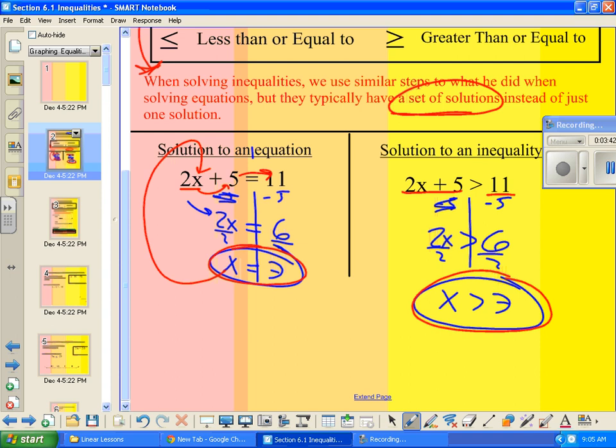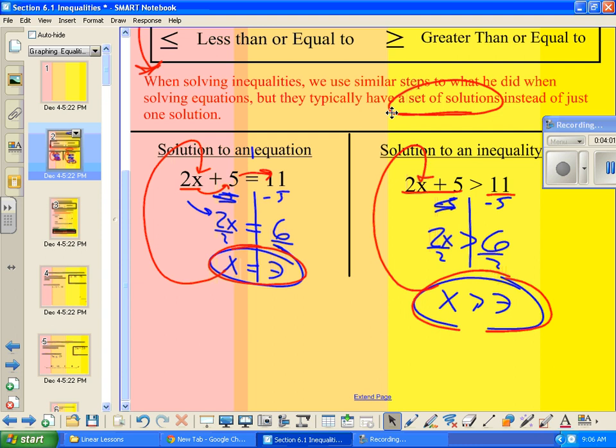It'd have to be, if it was greater than or equal to, that's the case where 3 could be a possible answer too, but any number greater. 3.1 would work. 4 would work. 8 would work. 1,000 would work. If I plug a number in here, greater than 3, it should give me a number greater than 11 on the other side. So let's put a number like 4.